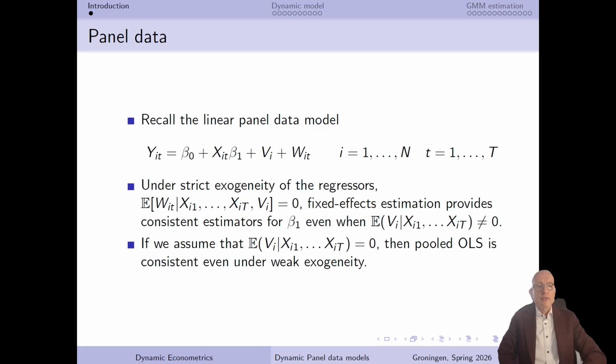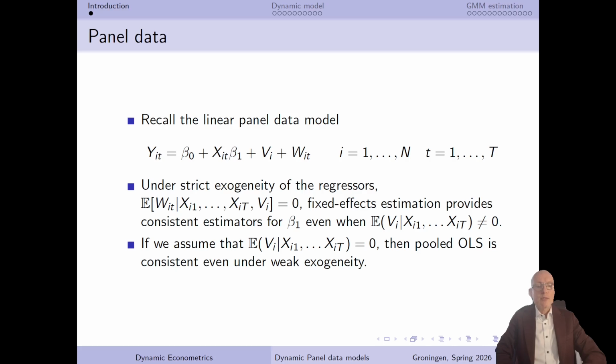We already know that under strict exogeneity of the regressors, that means that w_it is going to be uncorrelated to, first of all, v_i, but not only v_i, but also with respect to all the x_i's, so x_i1 till x_iT, then fixed effects methods, so that means either the fixed effects estimator, also called the within estimator, or the first difference estimator, provide consistent estimators for beta 1, of course also beta 0, even when v_i is correlated with any of the x_i's from x_i1 till x_iT.